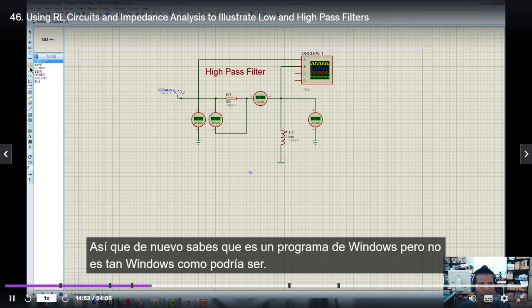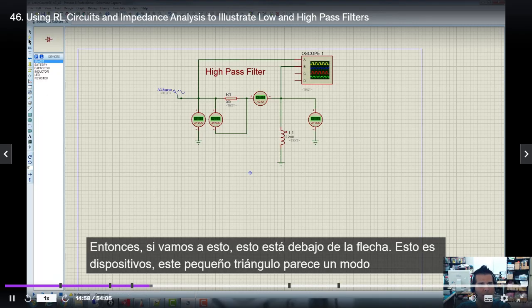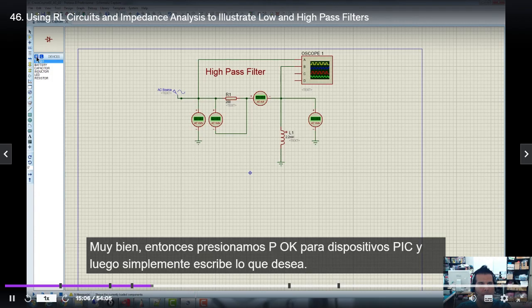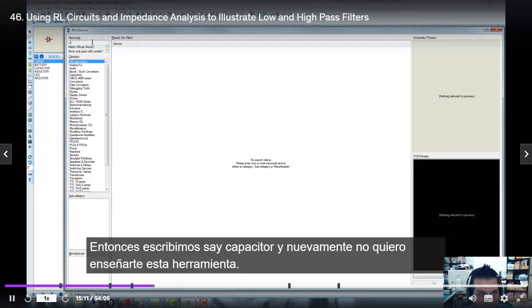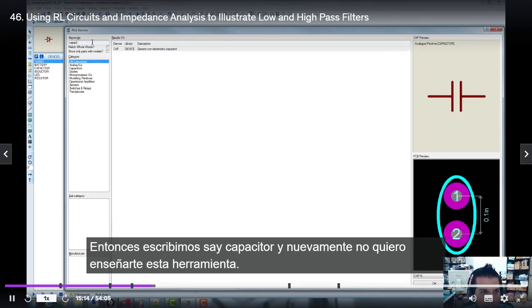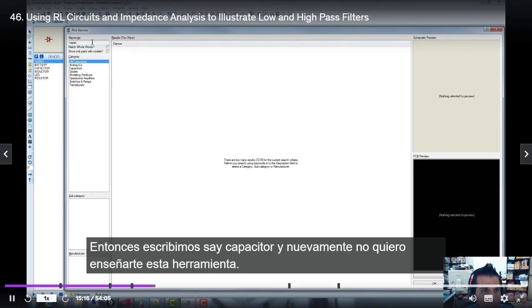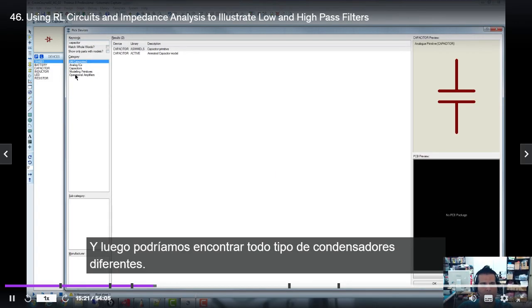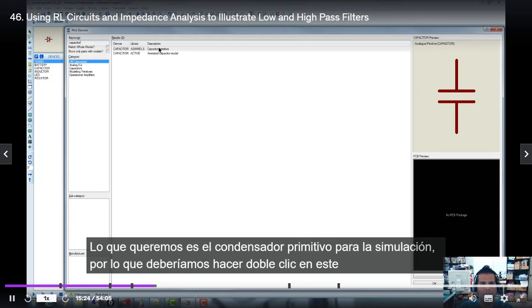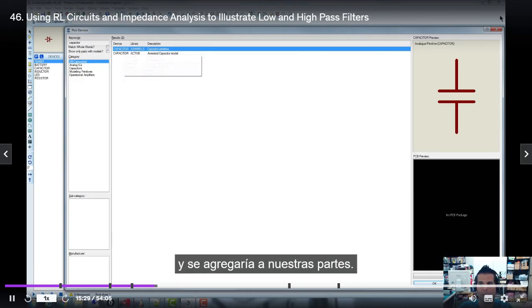All right, so again, it's a Windows program, but it's not as Windowsy as it could be. If we go under the arrow, this is devices. This little triangle looks like an amplifier, component mode. Then we press P for pick devices, and then you just type in what you want. So we type in, say, capacitor. And again, I don't want to teach you this tool. We could find all kinds of different capacitors, but what we want is the capacitor primitive for simulation. So we double click this and it adds into our parts.